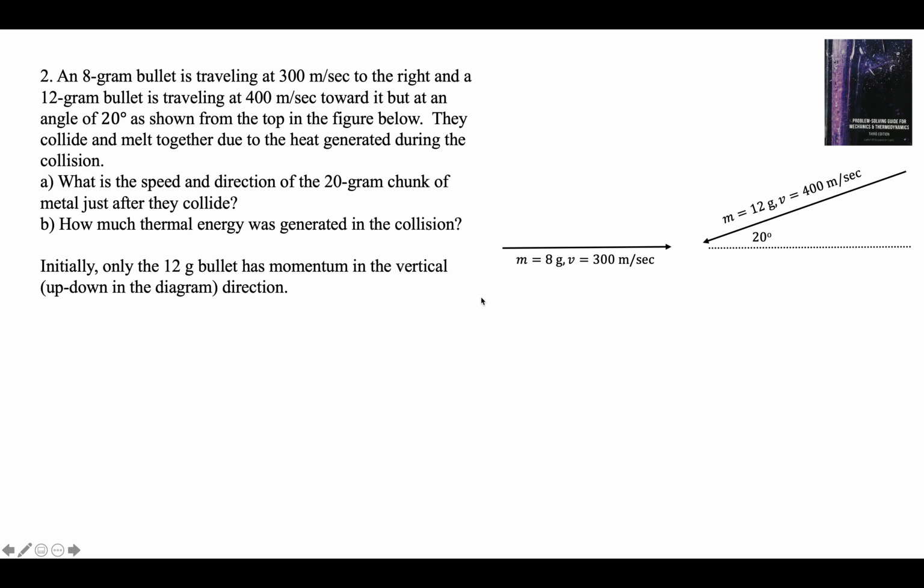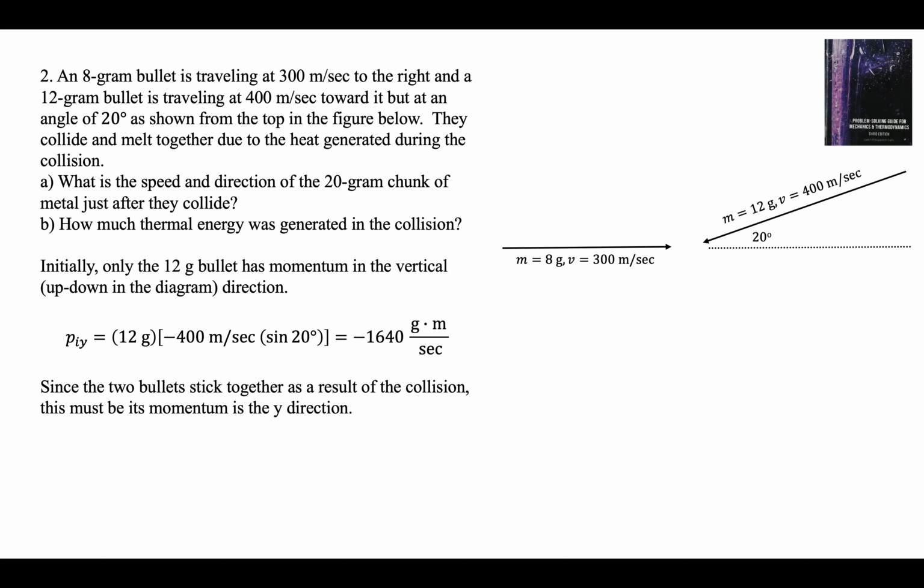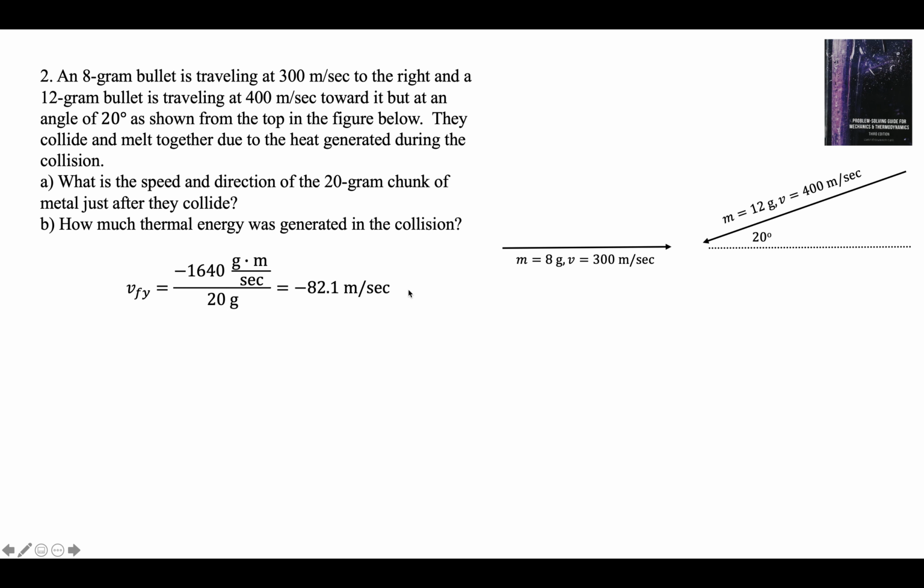Now the y direction. Initially, only the 12-gram bullet has momentum in the vertical direction. So we have 12 grams, 400 meters per second, sine 20, we get minus 1640 gram meters per second for the vertical momentum of the 12-gram bullet, and that must be the final momentum of the 20-gram chunk of hot lead because the bullets stick together. So we have 1640 gram meters per second down, 20 grams times v final y. We can calculate v final y, and it's 82.1 meters per second.